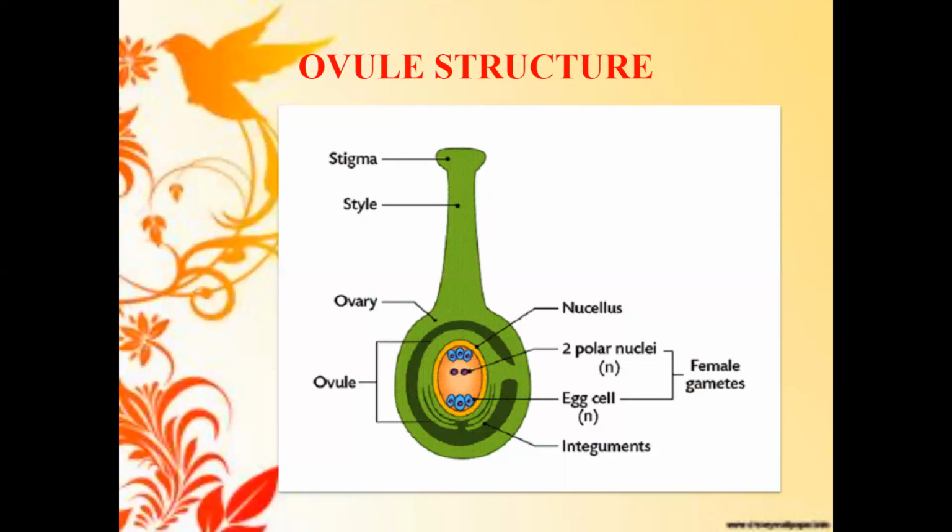The third one is the bitegmic ovule. Bitegmic means two integuments; the nucellus is covered by two integuments. These types of ovules are found in monocots and some polypetalae members of the dicots. We know from taxonomy that as per the Bentham and Hooker classification, there are polypetalae, gamopetalae and monochlamydeae, and the polypetalae members of the dicot plants have bitegmic ovules.